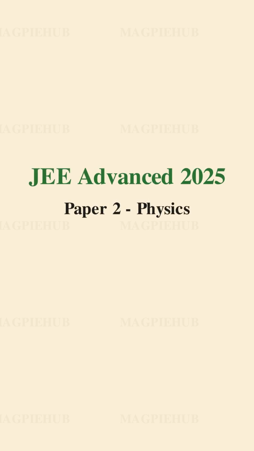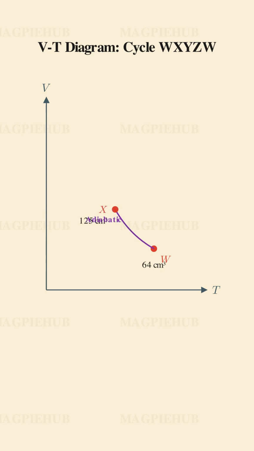JEE Advanced 2025, Paper 2, Physics, Question 11. Here is the volume versus temperature diagram for the cycle. The gas starts at point W with volume 64 cubic centimeters. It undergoes an adiabatic expansion from W to X, reaching volume 125 cubic centimeters.